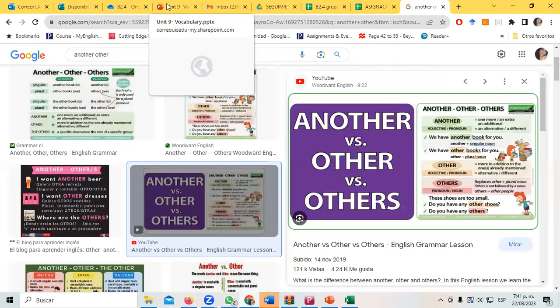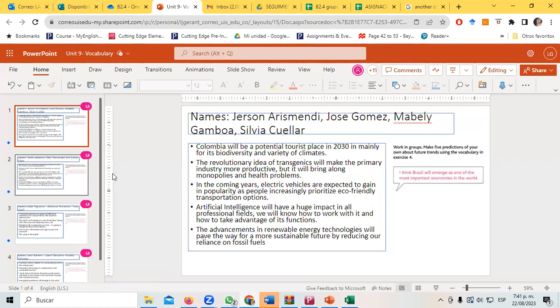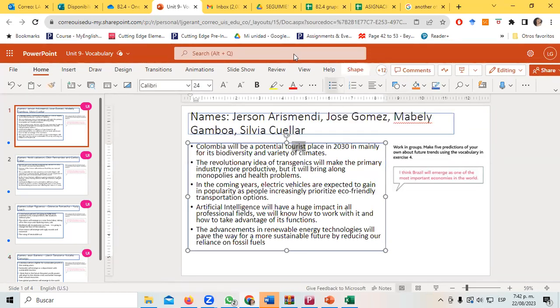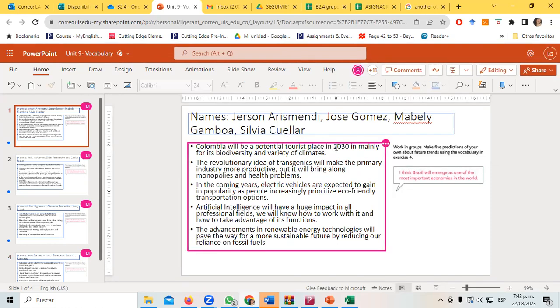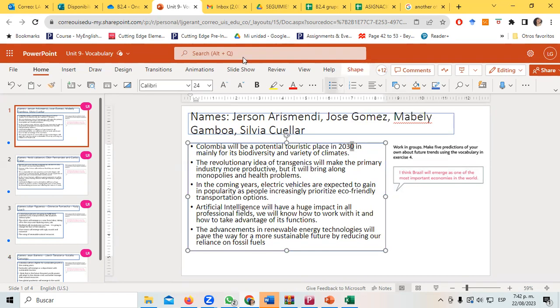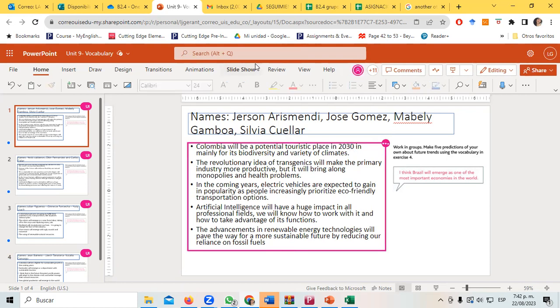Very good. So did you guys finish the activity already? Yes, teacher. Okay, so let's see. Colombia will be a potential touristic place in 2030, mainly for its biodiversity and variety of climates. The revolutionary idea of transgenics will make the primary industry more productive, but it will bring along monopolies and health problems. In the coming years, electric vehicles are expected to gain popularity as people increasingly prioritize eco-friendly transportation options.